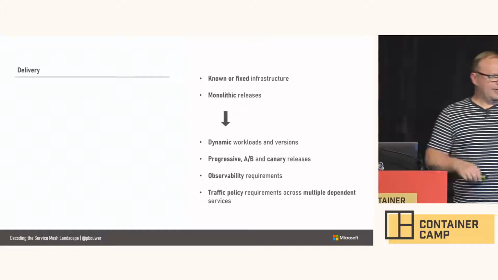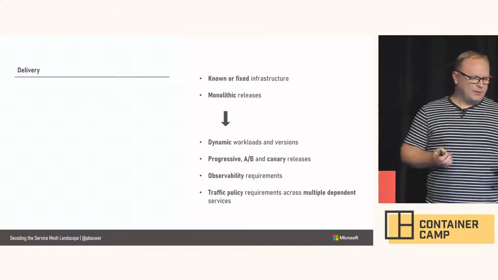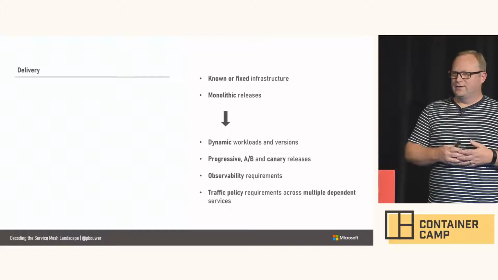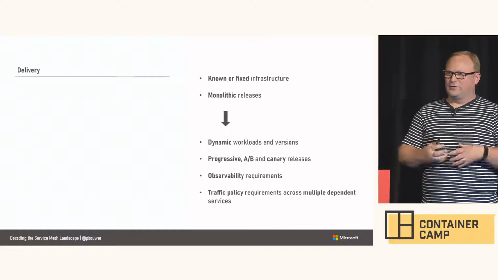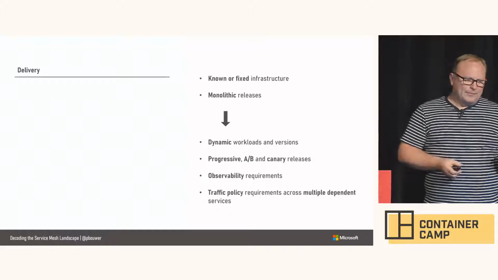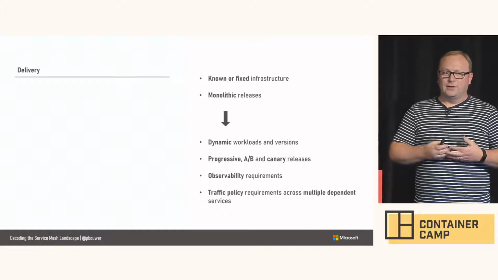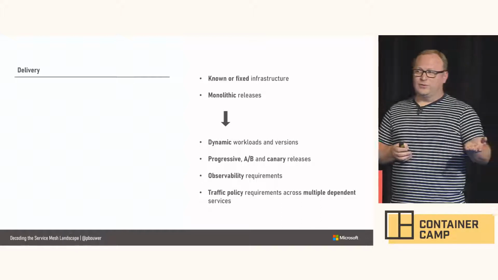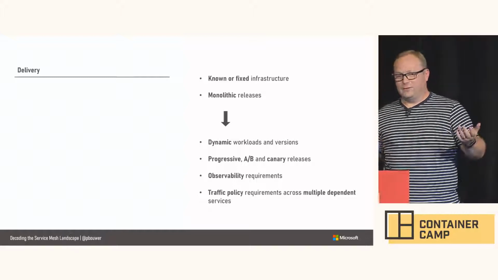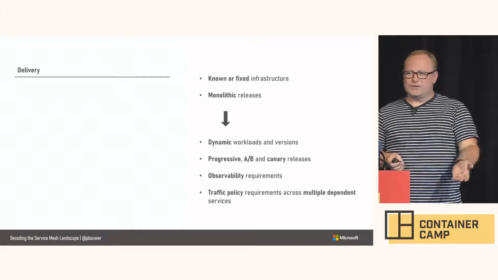Another scenario is delivery of software. Previously, we spoke earlier this morning about monolithic releases. We have known or fixed infrastructure. That's typically where we've come from, deploy everything together. What we're moving towards is businesses want things to happen faster. You may have multiple versions of your workload deployed in your cluster or in your environment at the same time. You may want to do progressive rollouts.